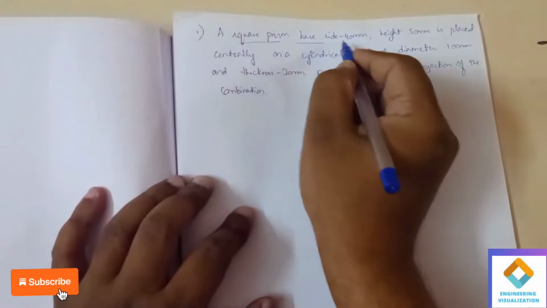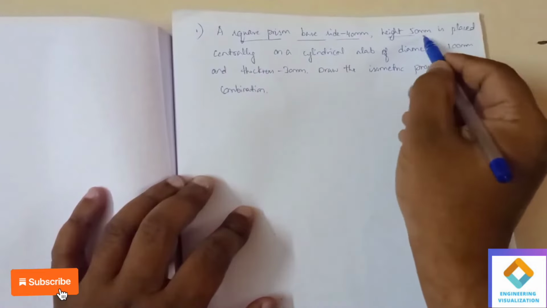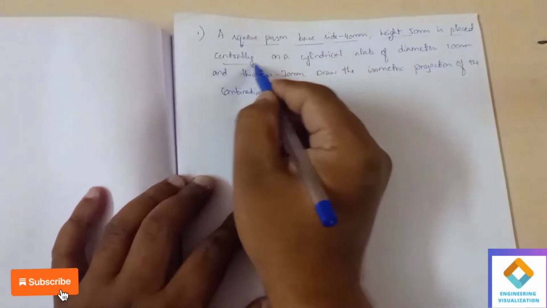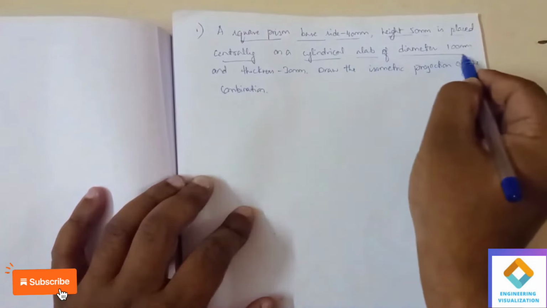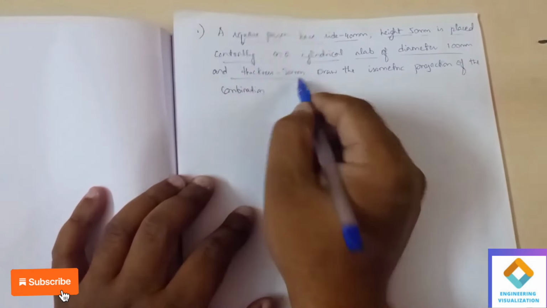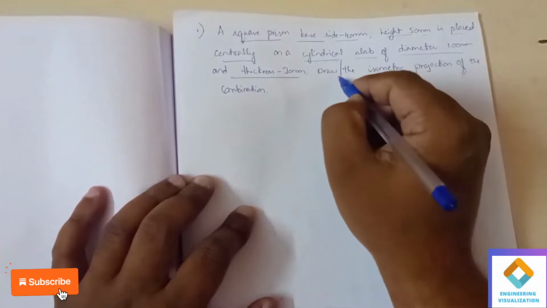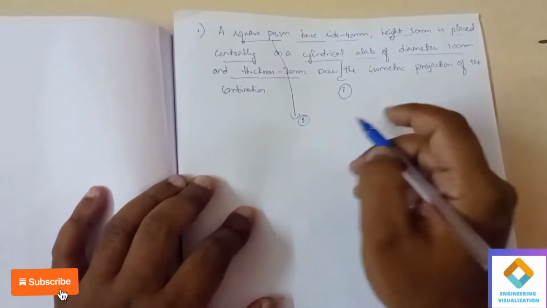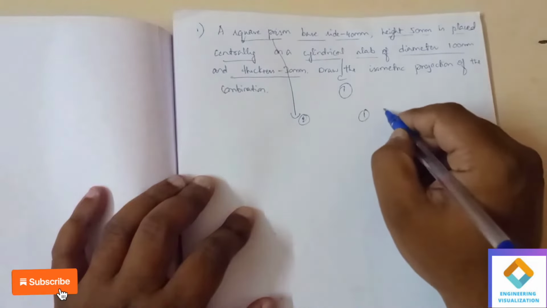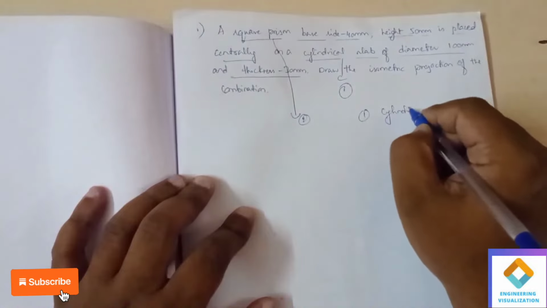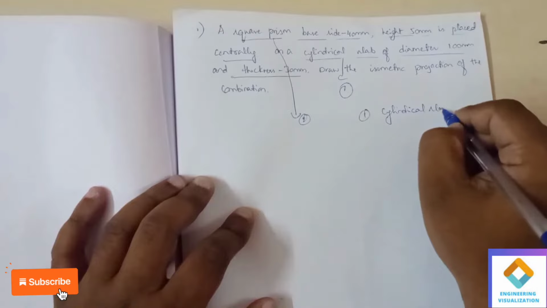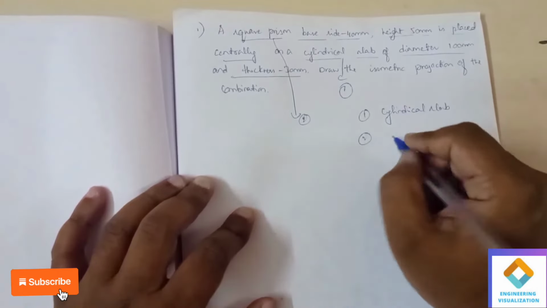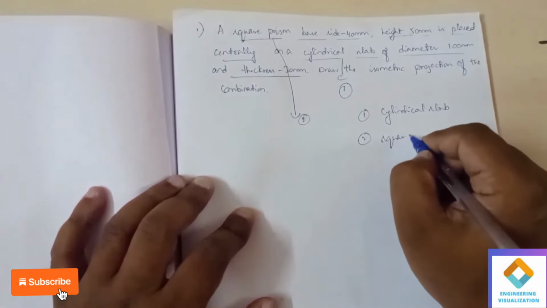A square prism of base side 40 mm and height 50 mm is placed centrally on a cylindrical slab of diameter 100 mm and thickness 30 mm. So here first we should construct a cylindrical slab. That's why I given number 1, cylindrical slab. First we have to construct it. Second thing, we should construct above it a square prism.